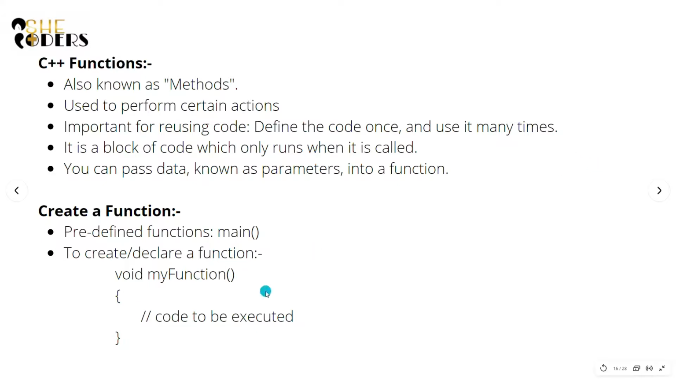So how to declare a function? To declare any function, we just need to follow this syntax. Here, void is the return type, myFunction is the name of the function, and these brackets. After the brackets, these curly brackets, and the piece of code that is to be executed goes inside this.